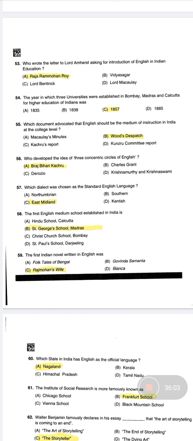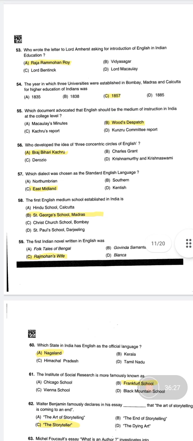Okay. The year in which 3 universities were established in Bombay, Madras, Calcutta. In the same year, 3 universities in Bombay also, Madras also, Calcutta also. 1857. Keep in mind, 1857. 1857, 3 universities were established in Bombay, Madras and Calcutta. Then, which document advocates that English should be medium of instruction in the college level?